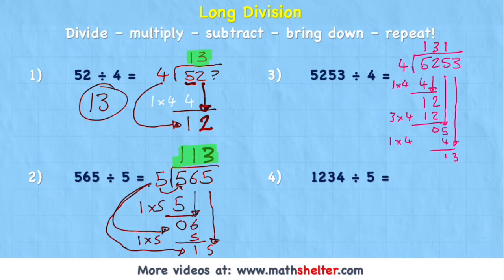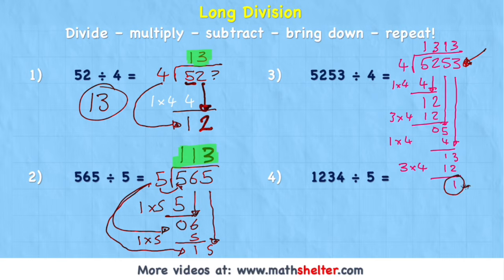Well, I can get as far as 12, so that's 3 groups, but I think there's something left over, and I can prove that by taking our 3 that we got the answer from times 4 equaled only 12. So I've actually got 1 left over, but I have a big problem because I actually have nothing left to bring down. So I've got nothing that I can put with this 1.